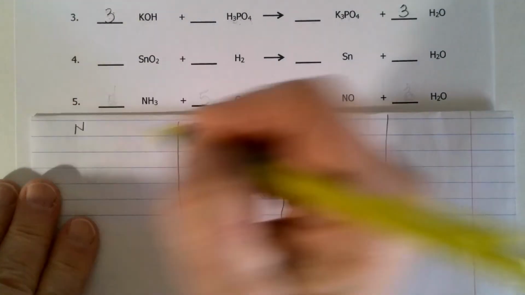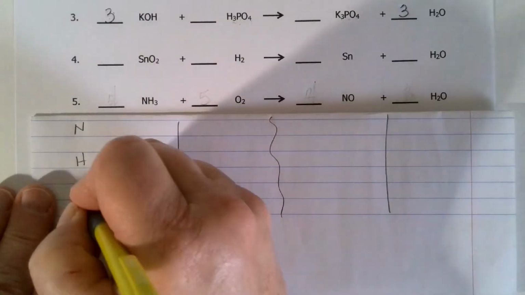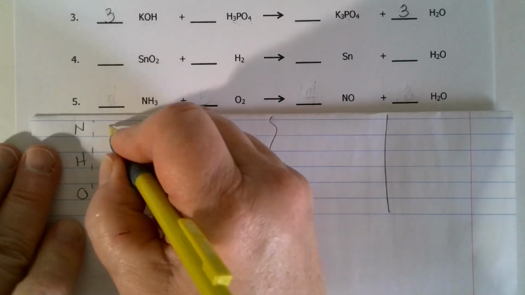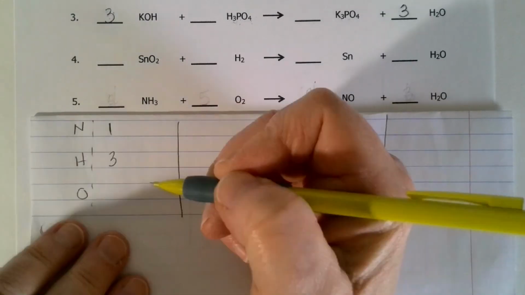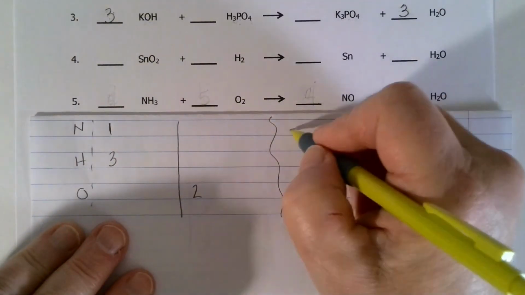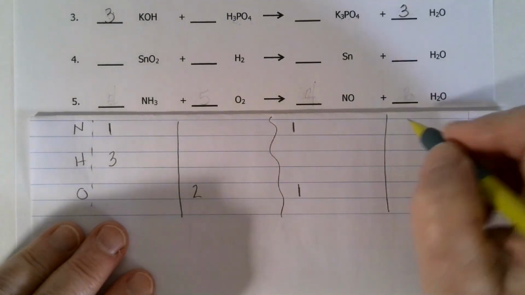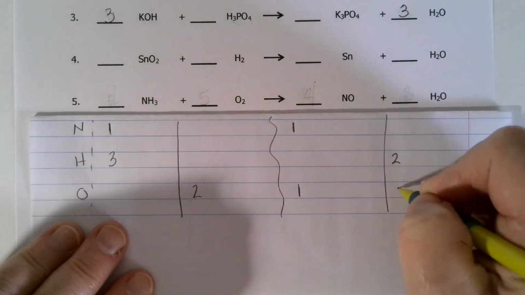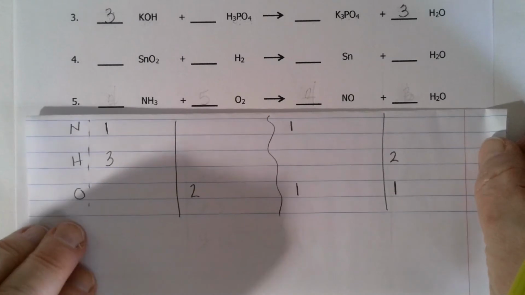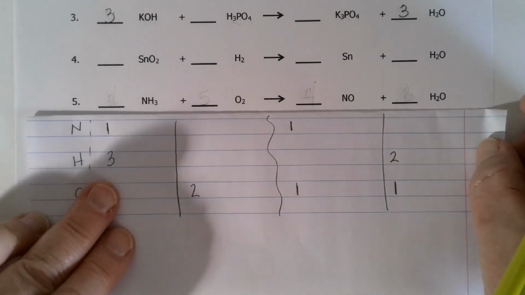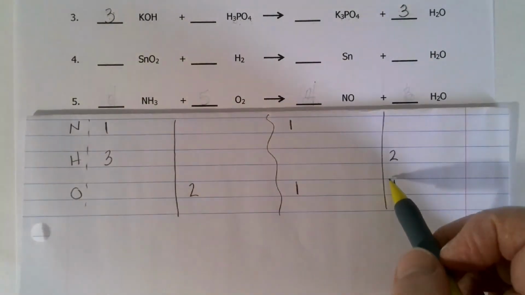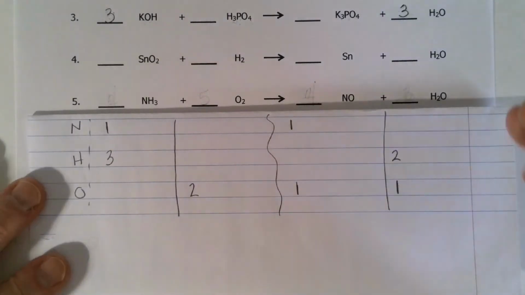We have an N, an H, and an O. In this particular substance, I have 1 nitrogen and 3 hydrogen. In this one, I have 2 oxygen. In this substance, I have 1 nitrogen and 1 oxygen. And good old water, I have 2 hydrogens and 1 oxygen. So I look and say, hey, my nitrogens balance. That's cool. But my hydrogens don't. Notice it's a 3 and a 2. That makes it very difficult because I can't go 1.5. I can't do stuff like that.